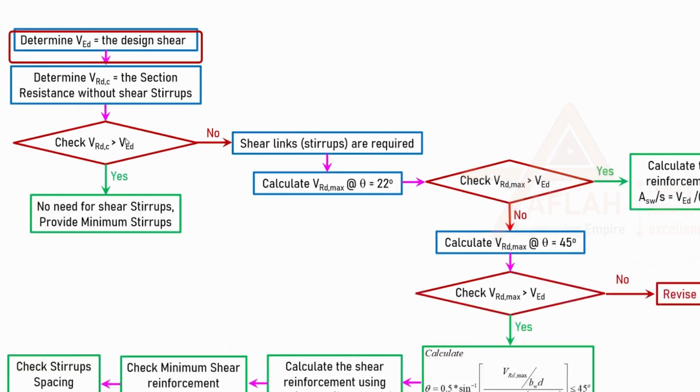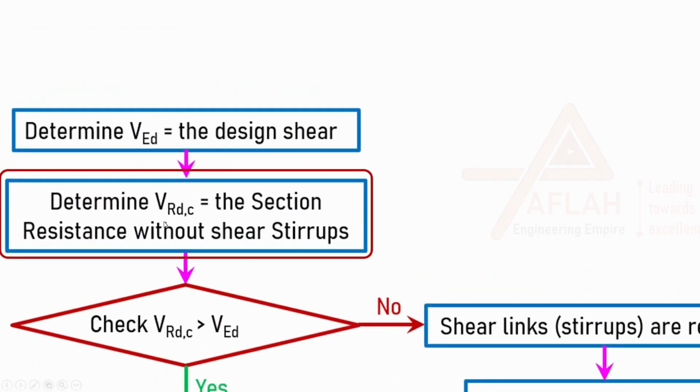Then you will determine the VRDC. This is the section capacity without stirrups. If this VRDC is greater than VED, it means that stirrups are not required. However, minimum stirrups will be provided. However, if this is smaller than this one, you need to go to the other calculations. That is, you have to calculate the section capacity that is governed by the compression of the struts, VRD max, and so on.